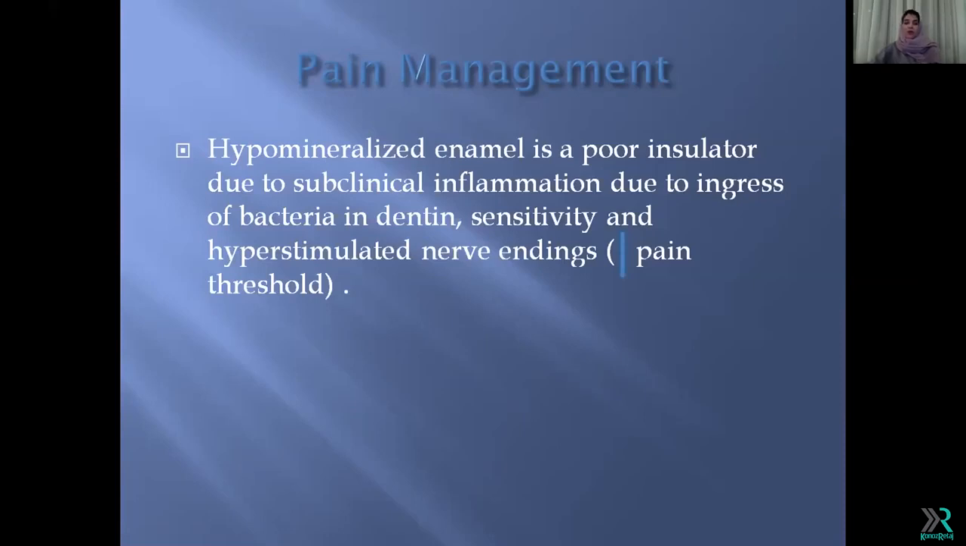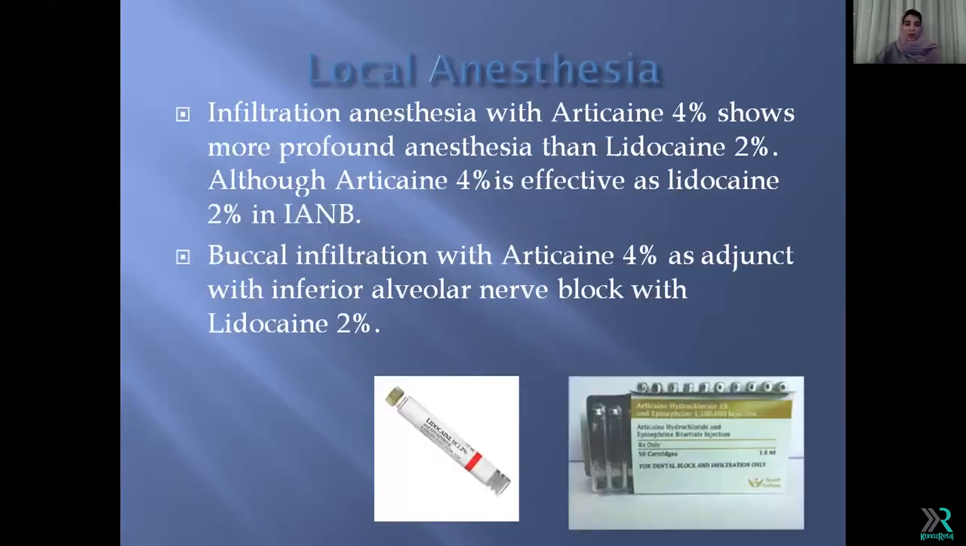How can we overcome this problem? By using infiltration anesthesia with articaine 4%, which shows more profound anesthesia than lidocaine 2%, although articaine 4% is as effective as lidocaine 2% in inferior alveolar nerve block. Another option is buccal infiltration with articaine 4% as an adjunct to inferior alveolar nerve block with lidocaine 2%.